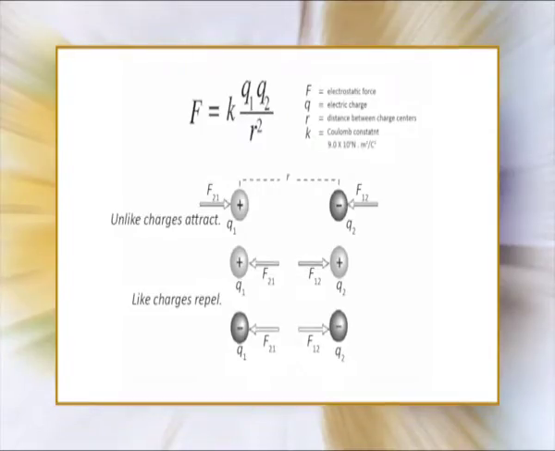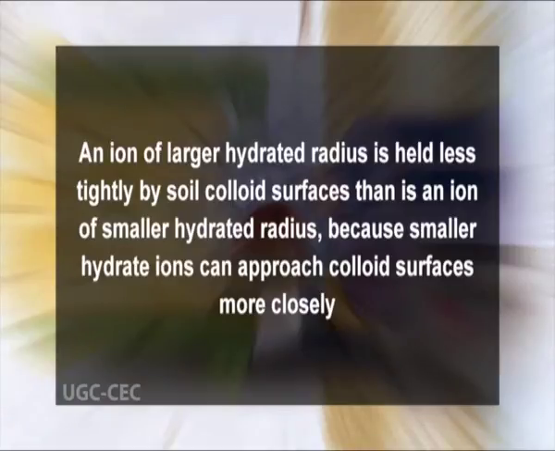Now, cation selectivity. The attraction of cations for negatively charged colloid surfaces is qualitatively described by Coulomb's law. Ions of smaller dehydrated radius have a greater density of charge per unit volume. Hence, they attract waters of hydration more strongly. The radius of such a hydrated cation is larger than that of a cation of larger dehydrated or crystal size. An ion of larger hydrated radius is held less tightly by soil colloid surfaces than is an ion of smaller hydrated radius, because small hydrated ions can approach colloid surfaces more closely.